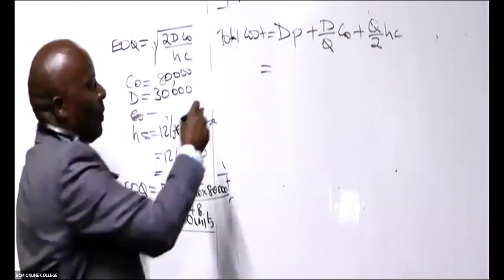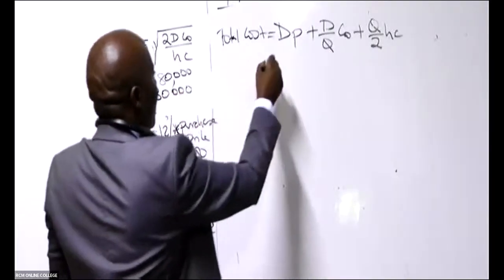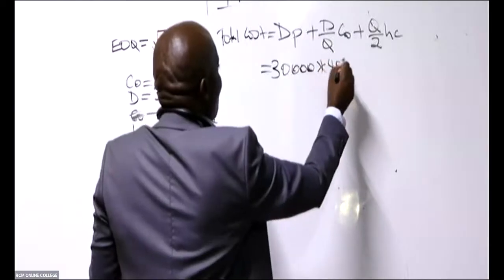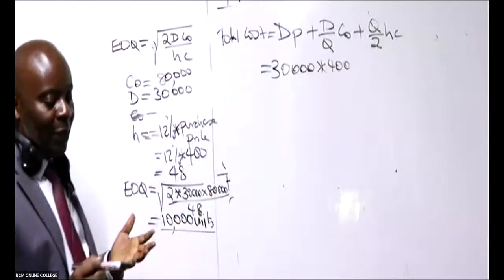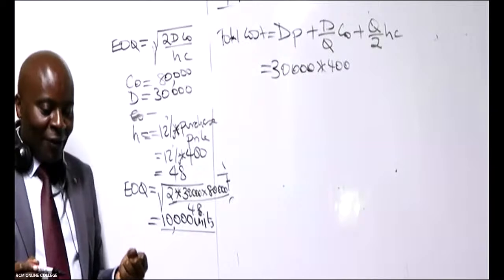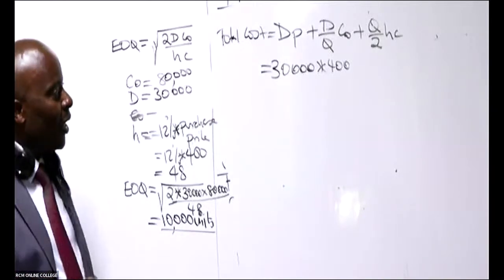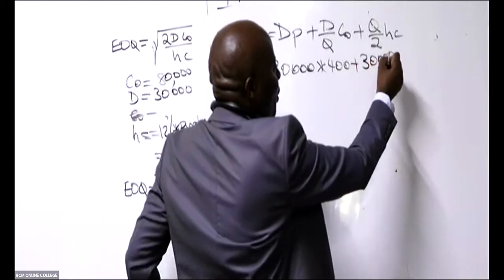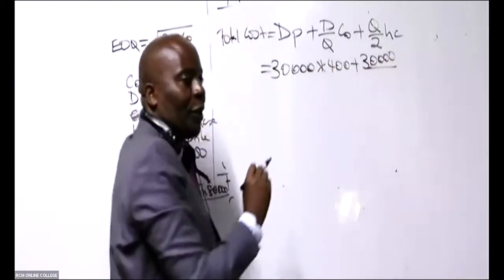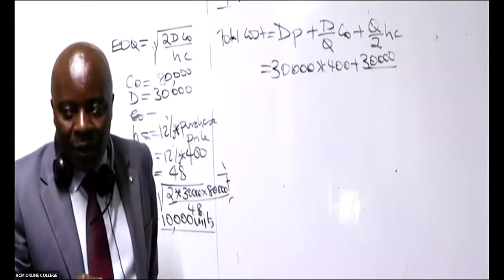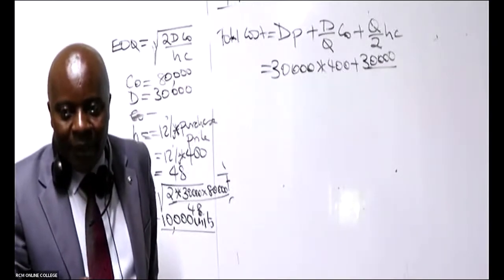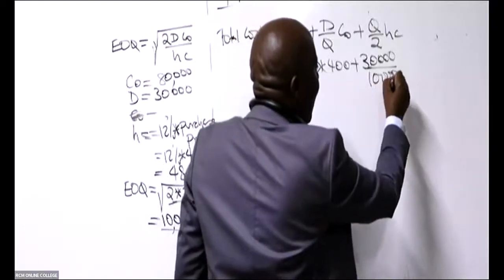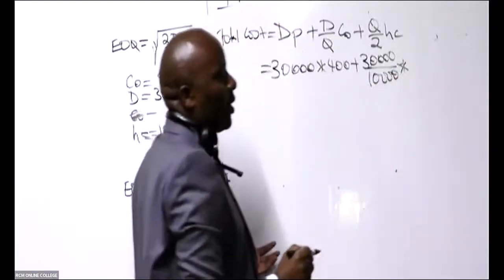Do we know the annual demand in this question? Yes, it is 30,000. The price per unit is what this sister was trying to tell me, it's 4,000. But she was able to realize very fast that it is 400. Plus the annual demand again is 30,000. Do we know the quantity now, the Q? Q is 10,000. So Q is 10,000 multiplied by cost per order.